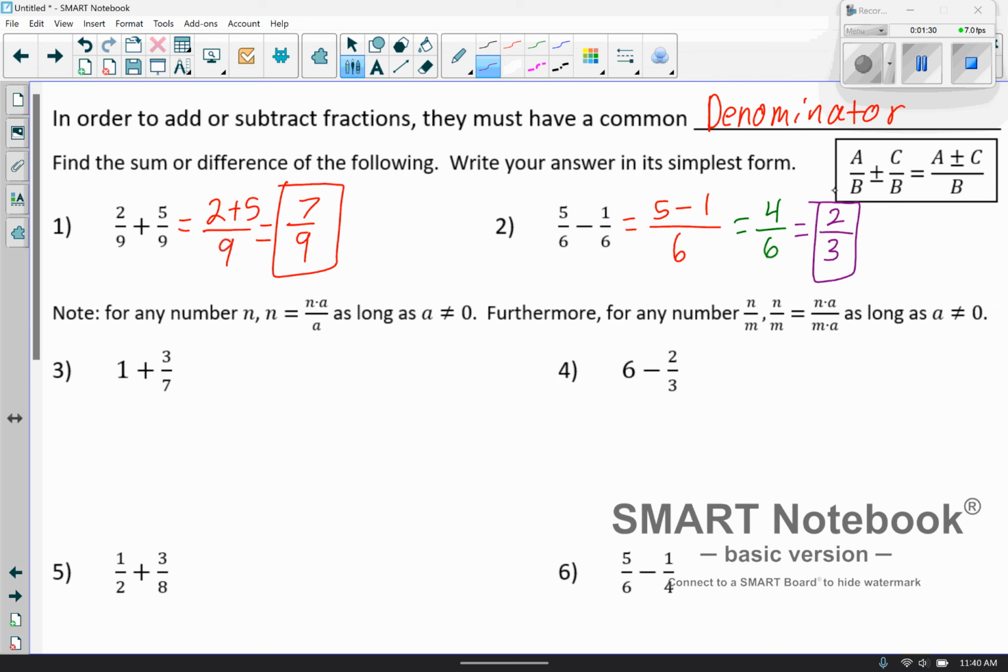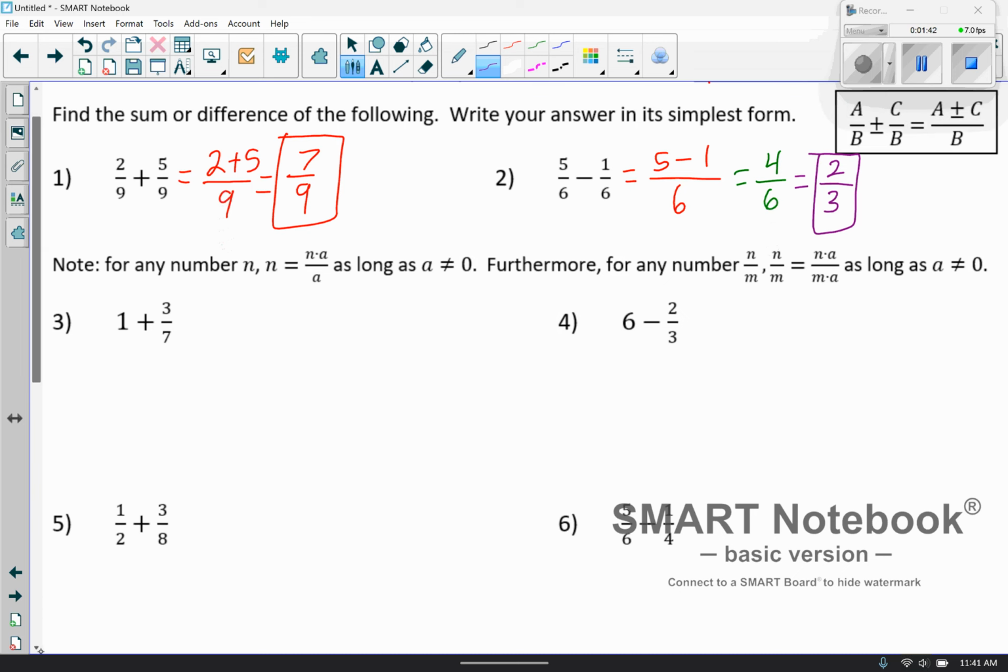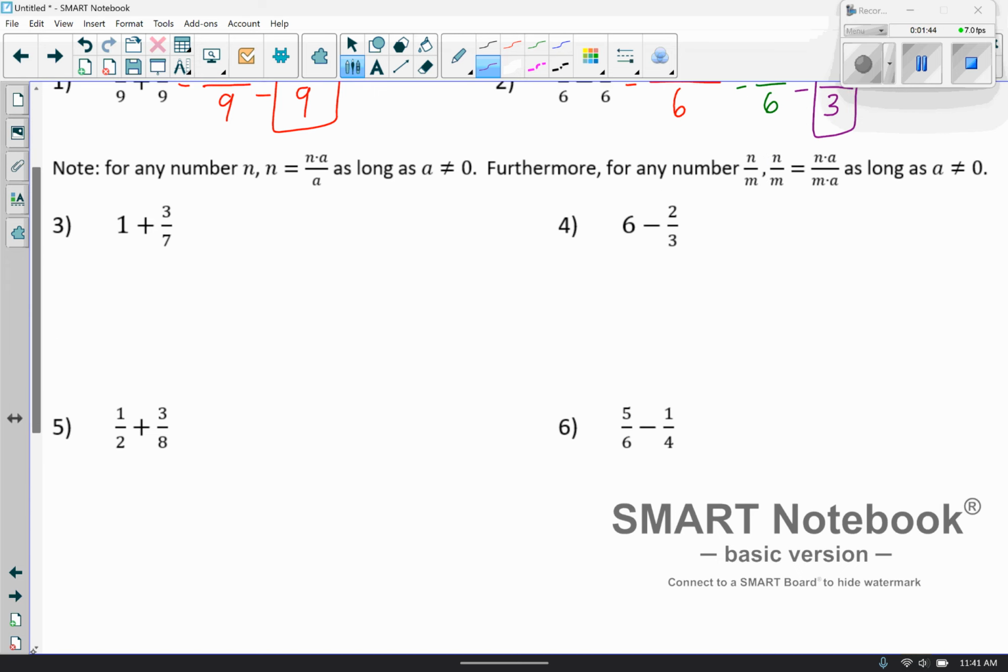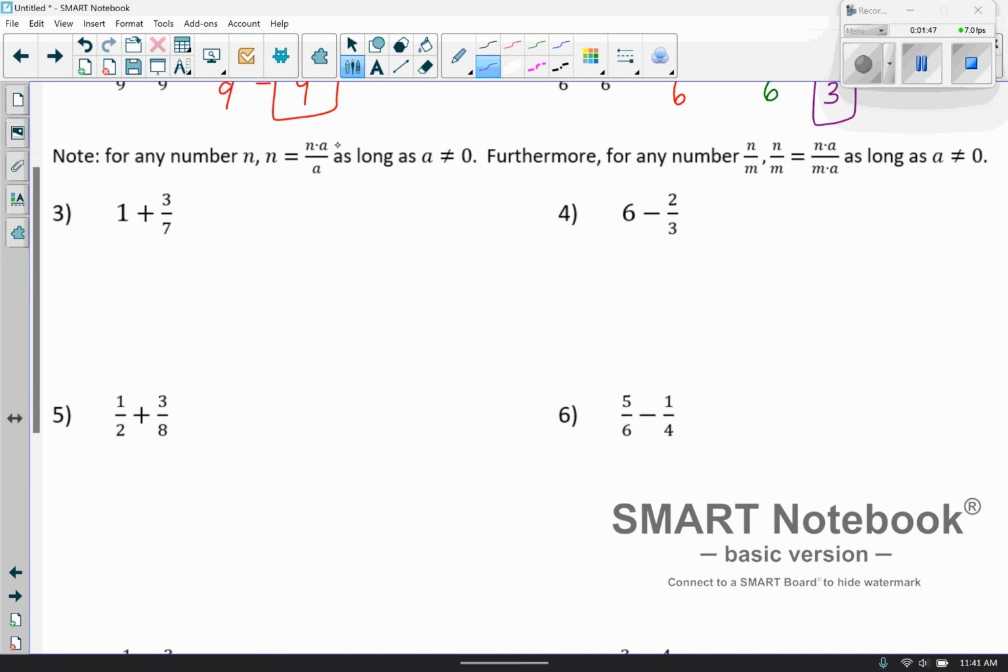Okay, so when the denominators are the same, those are actually fairly simple, but when they're not, we have to do a little bit more manipulation in order to have common denominators, and that leads us to our next part here. So note that for any number n, if you multiply that value by a and also divide it by a, it's going to have the same value.